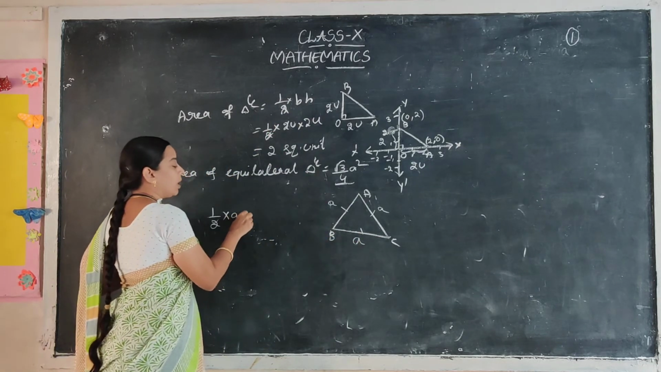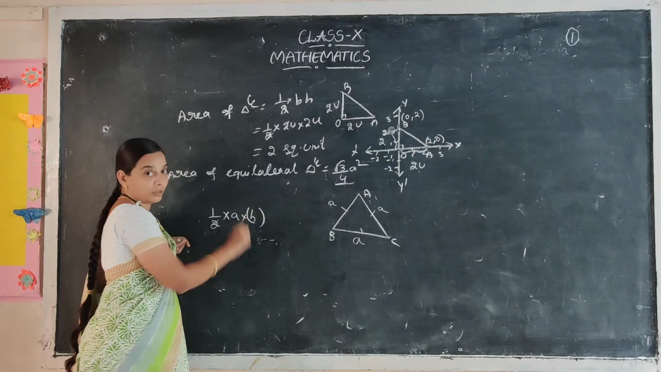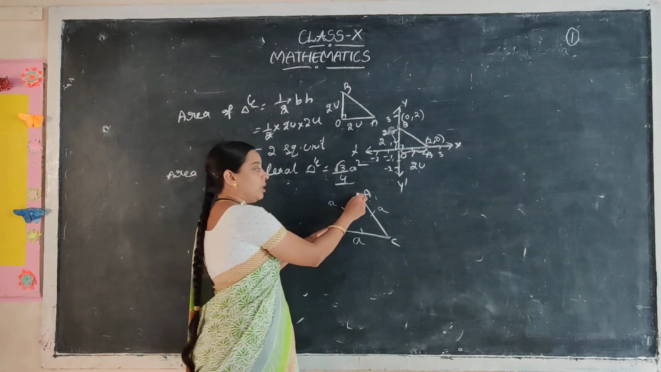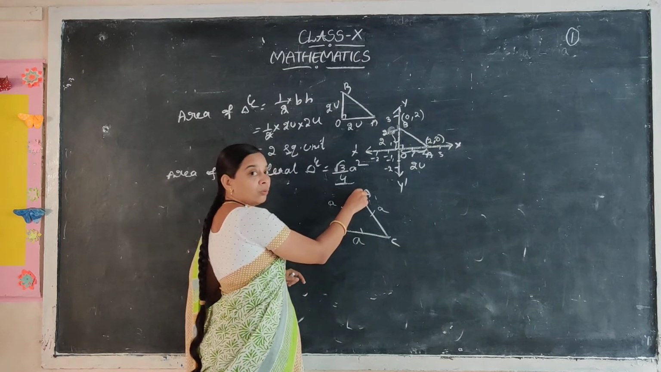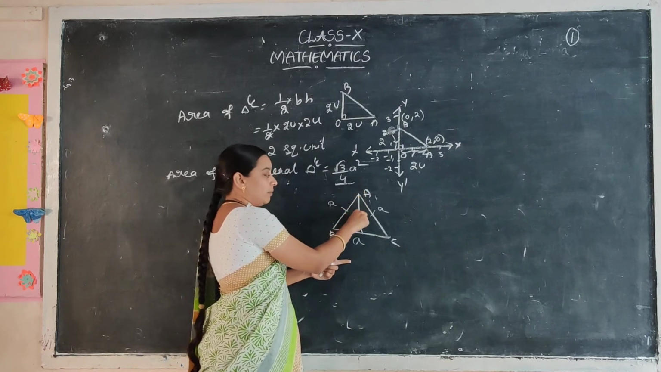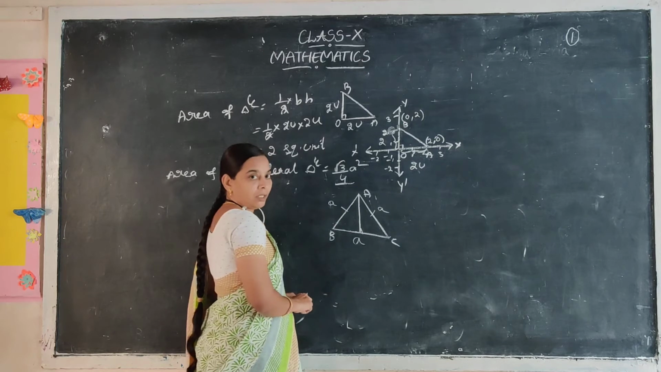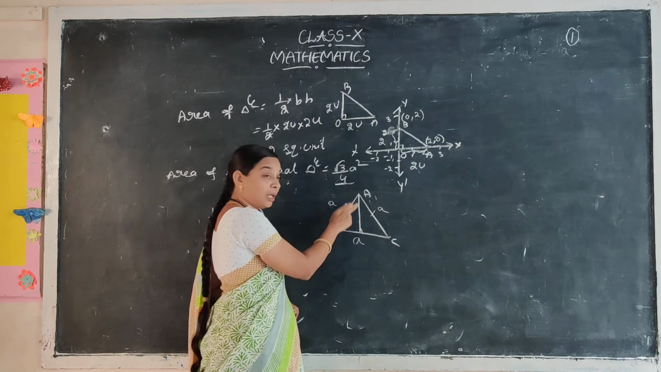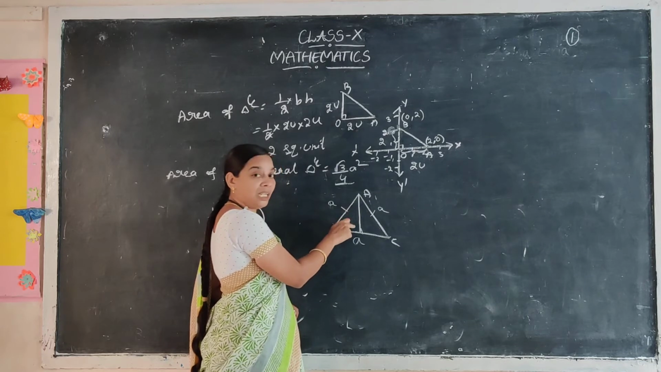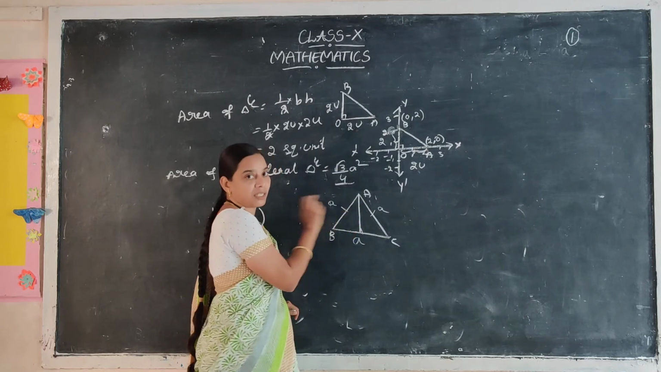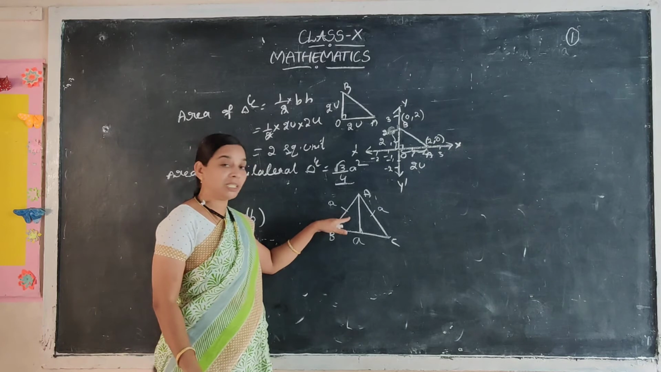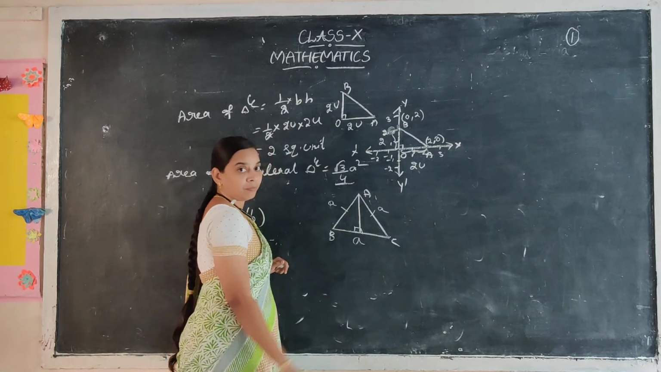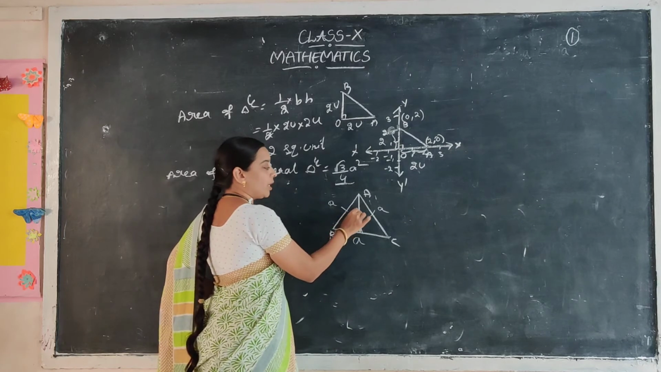But height is unknown, no? Now we have to calculate height. How to find height? Vertex to opposite side, this is the height. This is an equilateral triangle, so that's why opposite side. That means height and median are the same. Why? Because this is an equilateral triangle. So that's why this is a perpendicular line. Now we want to find this height.